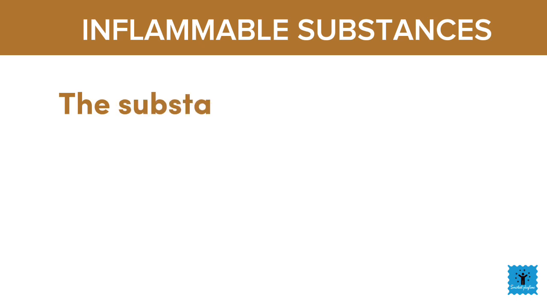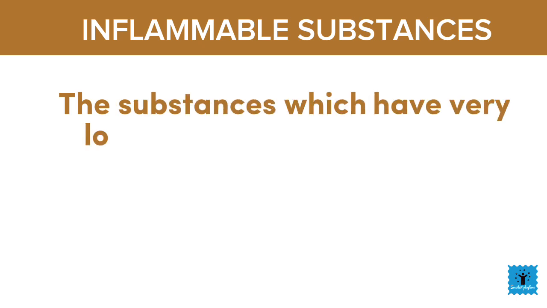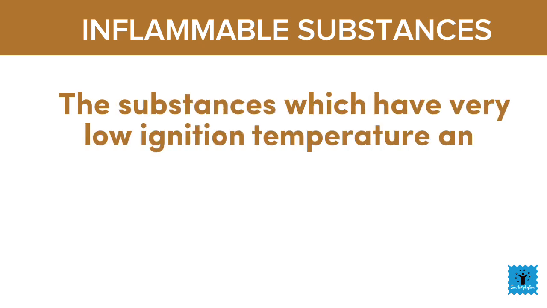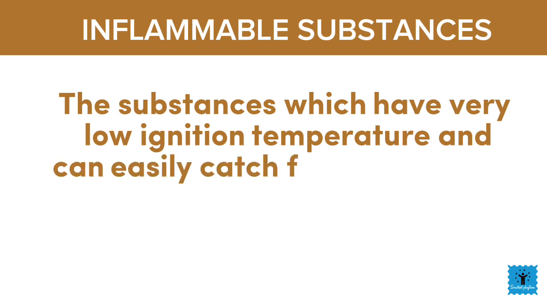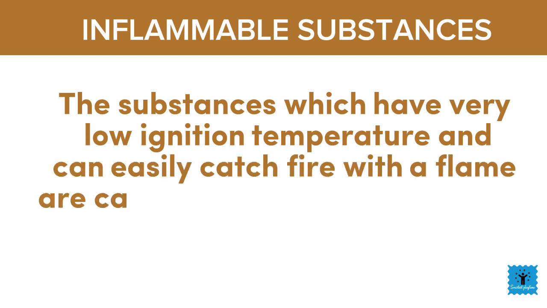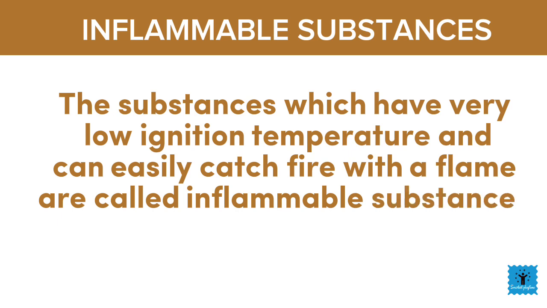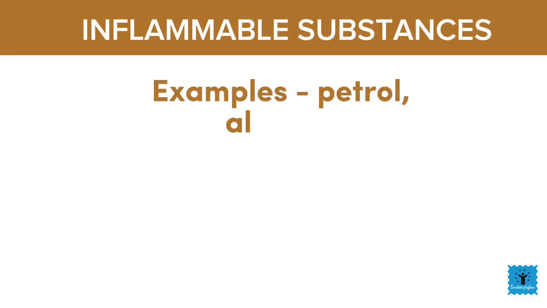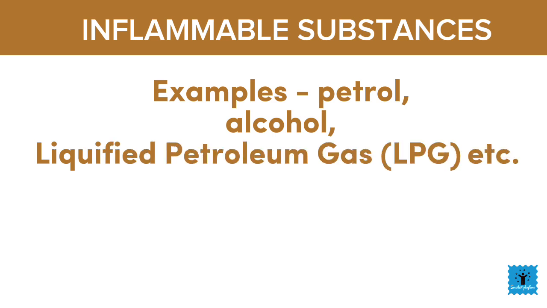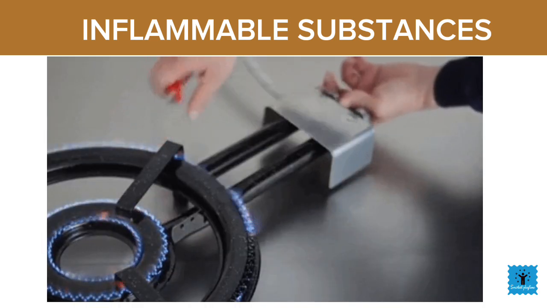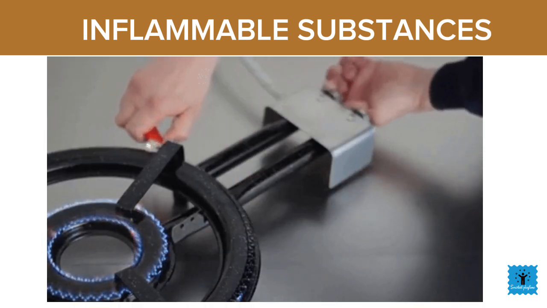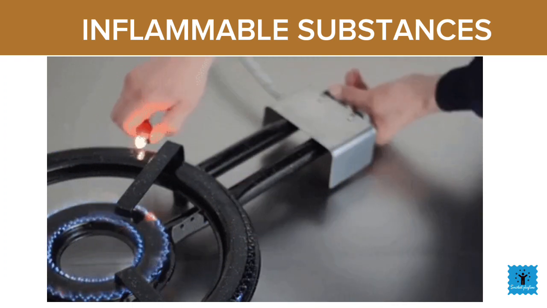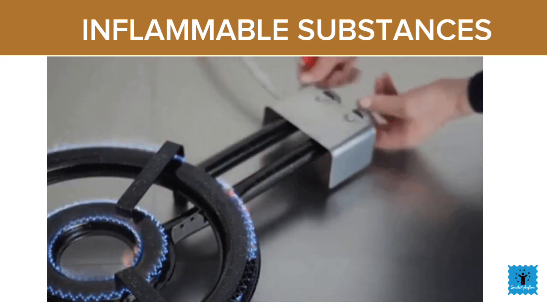There are some substances which catch fire very easily and have a very low ignition temperature. Such substances are called inflammable substances. For example, petrol, alcohol, liquefied petroleum gas, LPG, etc. These substances have higher vapor pressure. That's why these are highly combustible in nature.